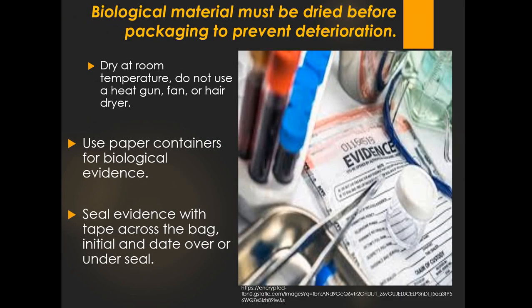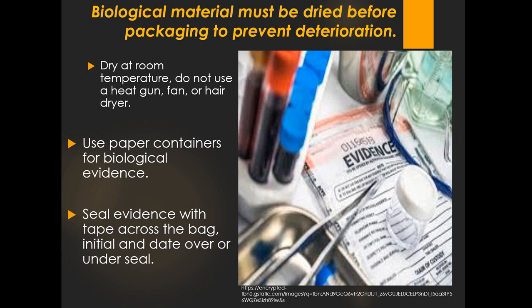Biological materials must be dried before packaging to prevent deterioration. We talked about that a little bit already. If they're wet, they usually bring it in a paper bag, and in the forensic area of the police department or in the lab, there's what they call a drying oven that just basically blows air one way through and sort of takes it off. It's not really a gun or heat fan. It's just more of an area that helps so it doesn't cross-contaminate.